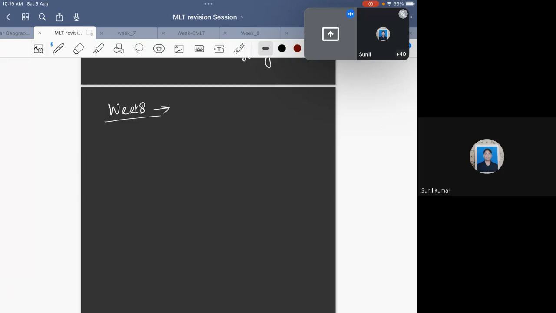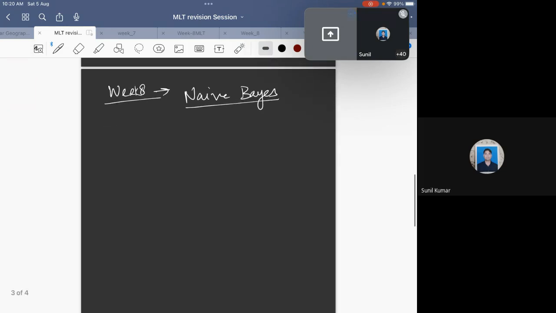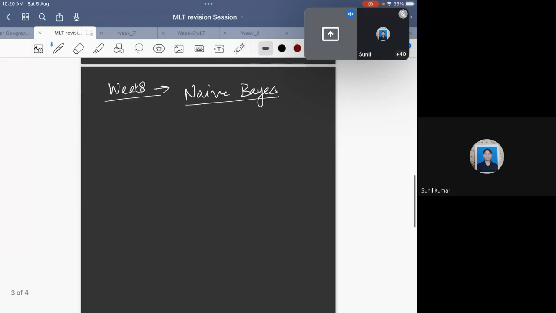So week 7, I told you, this is KNN and the decision tree. If somebody has not gone through the content, just go through it now and we'll be in a better position to solve most of the problems from the quiz paper. And from week 8, you are already aware of naive Bayes, right? From naive Bayes itself you will be getting all the calculation based questions.